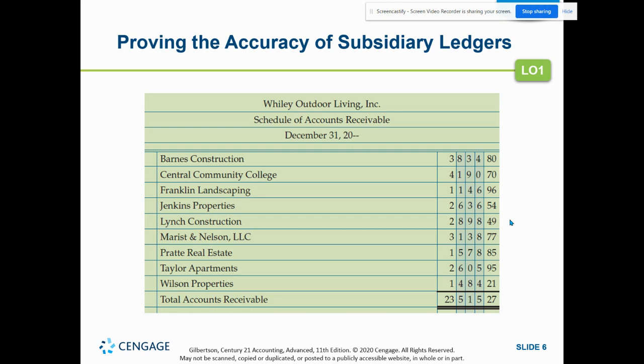So this is just what it looks like. Our who, what, and when is at the top. And then it just has a list of all of our customers on there and how much total we have. Remember, this total is compared to what we have in our accounts receivable in our general ledger to make sure that that number is accurate.